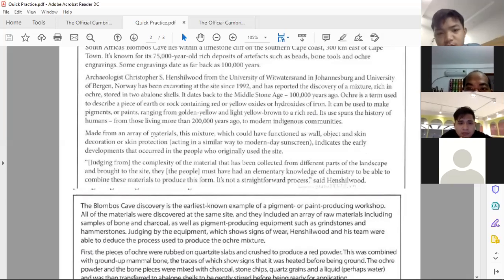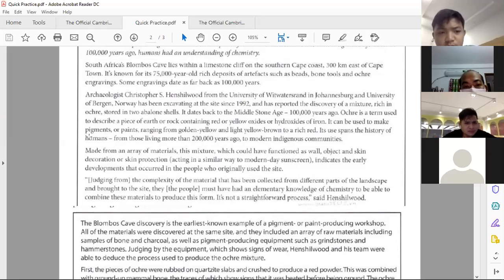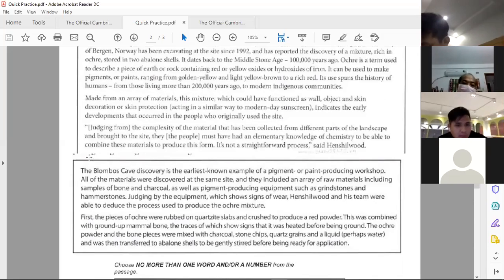From the words ranging from golden yellow and light yellow, brown. We want to find a synonym right now. If you say ranging, it's the same word. It's not a synonym. Recent studies, not anything in the past. The range synonym here is array. Array of. This line, paragraph number 3: made from an array of materials. Yes. So range is array.